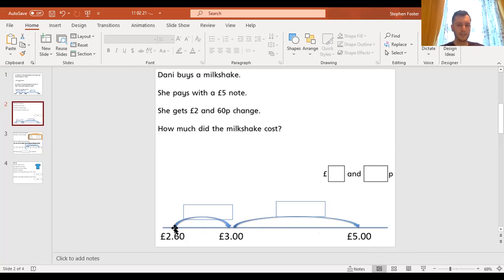So if we're at £2.60 and we jump onto £3, that is a jump of 40 pence. And then if we're at £3 and we jump to £5, that is a jump of £2. So how much did the milkshake cost? The milkshake cost £2. Well, that's very small. Let me make it a bit bigger. And 40 pence.